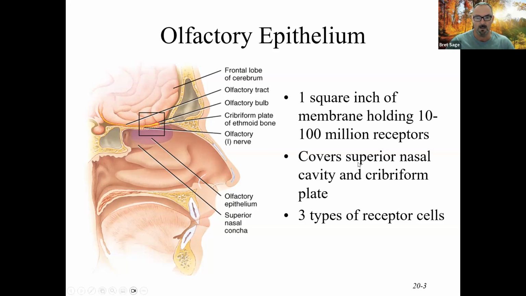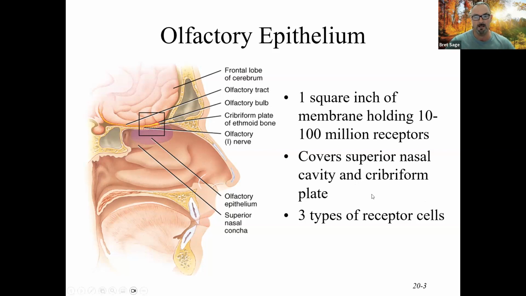The area covers the superior nasal cavity and the cribriform plate. The cribriform plate is this little area here. If you've ever studied the bones of the skull and the inferior part of the cranium, the cribriform plate is this holey looking little thin layer of bone.